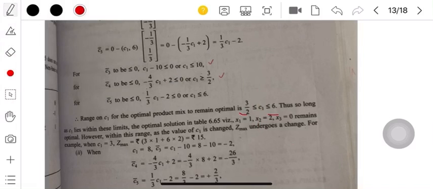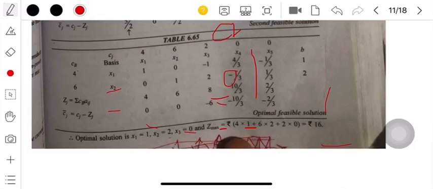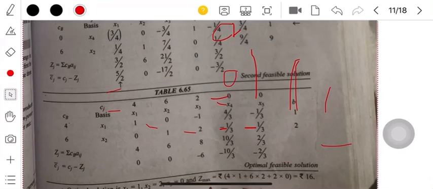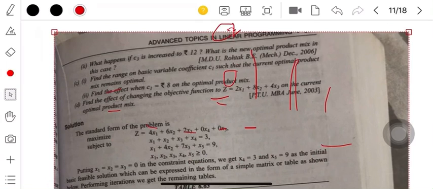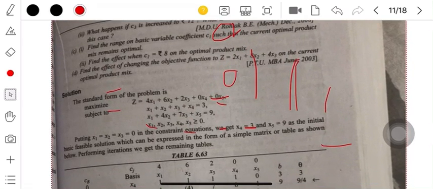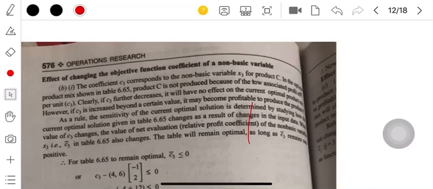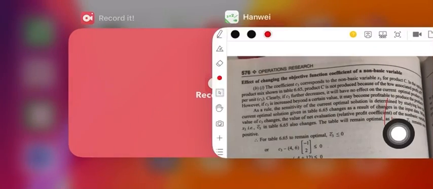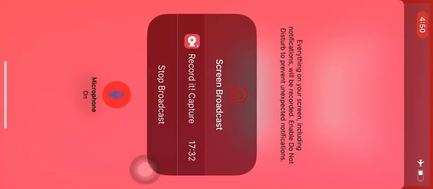Is it okay? Let me move to the next part. Find the effect when C1 equals 8 on the product mix. We can do it, not a problem. Find the change of the objective function. So they have changed it, and you can do it on your own. Okay, so this was the second case which I discussed today.